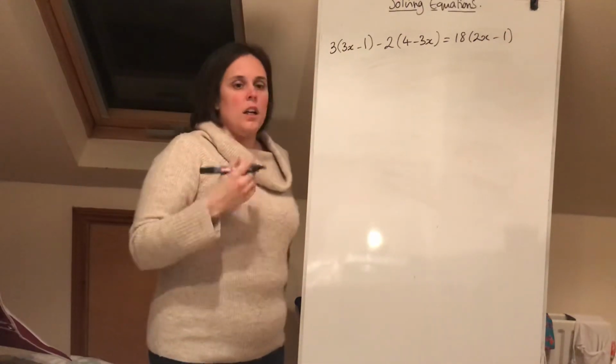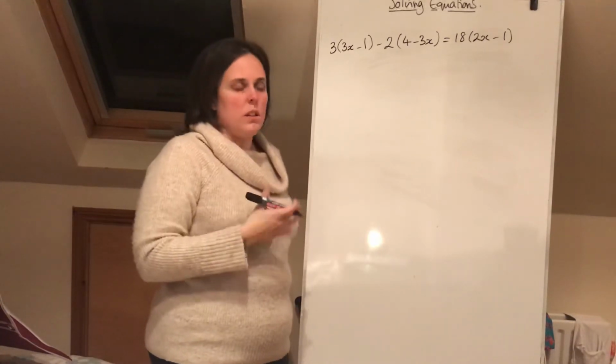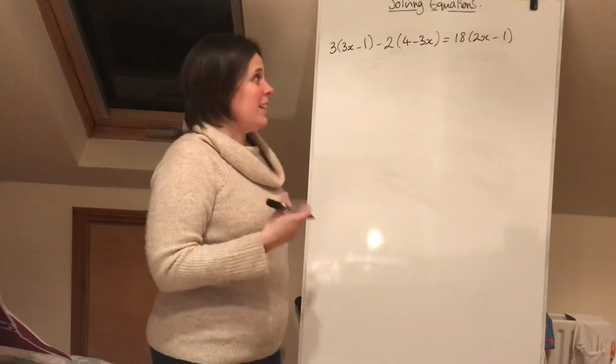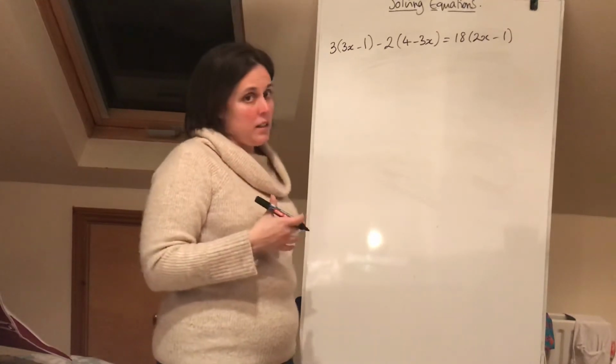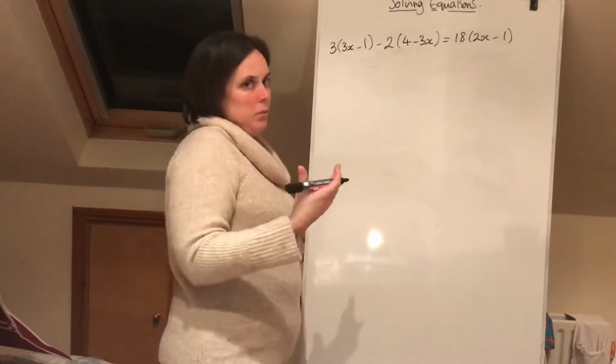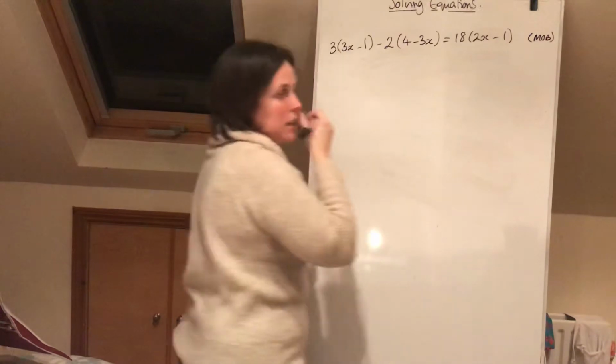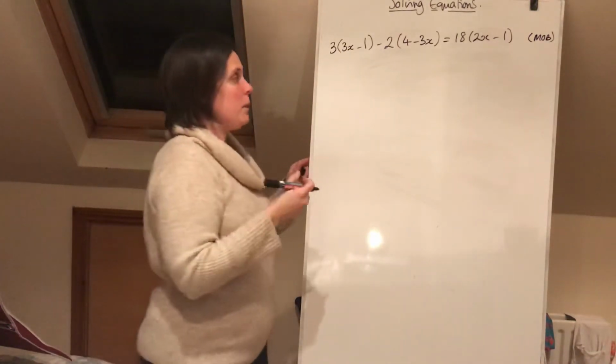So we want to get all of our x's together on one side and everything else on the other, but the x's are all mixed in with the brackets. So the best thing to do first is to multiply out the brackets. I tend to just remind myself that I'm doing that by writing MOB, which stands for multiply out brackets.